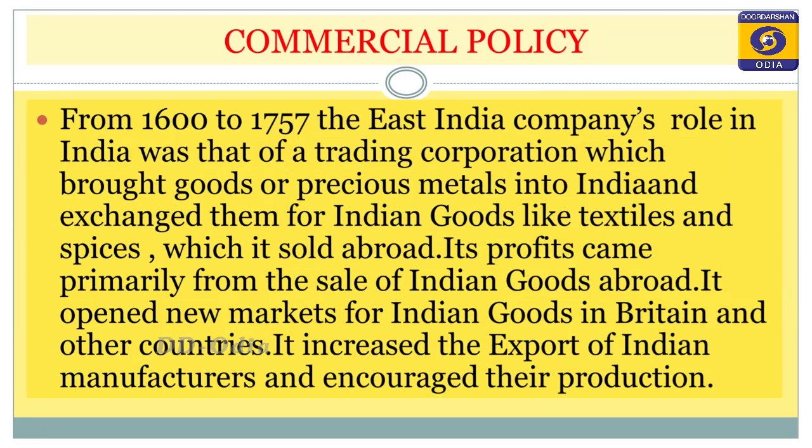From 1600 to 1757, the East India Company's role in India was that of a trading corporation, which brought goods or precious metals into India and exchanged them for Indian goods like textiles and spices, which it sold abroad. Its profits came primarily from the sale of Indian goods abroad. It opened new markets for Indian goods in Britain and other countries. It increased the export of Indian manufacturers and encouraged their production.